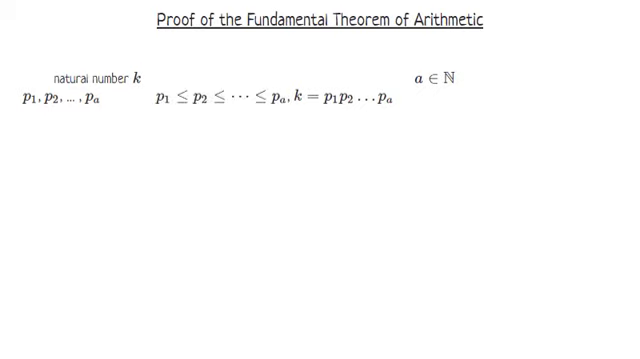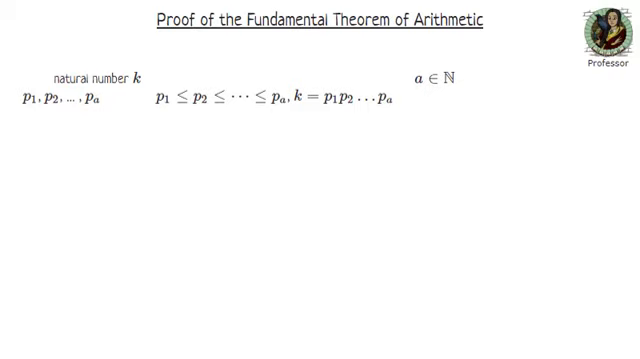What else can you say about the primes P sub 1, P sub 2, and so on? If you multiply them together, you get K. Very good. Also, aren't they in non-decreasing order? Yes, and that's very important. Let's say P sub 1 is less than or equal to P sub 2, and so on, is less than or equal to P sub A.